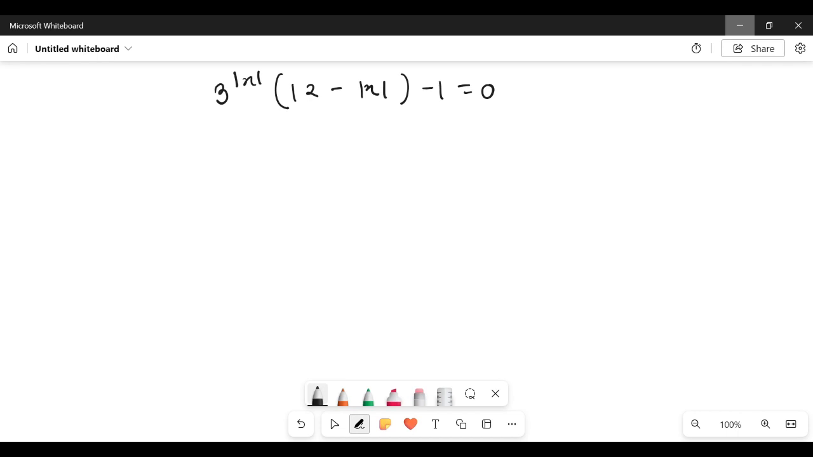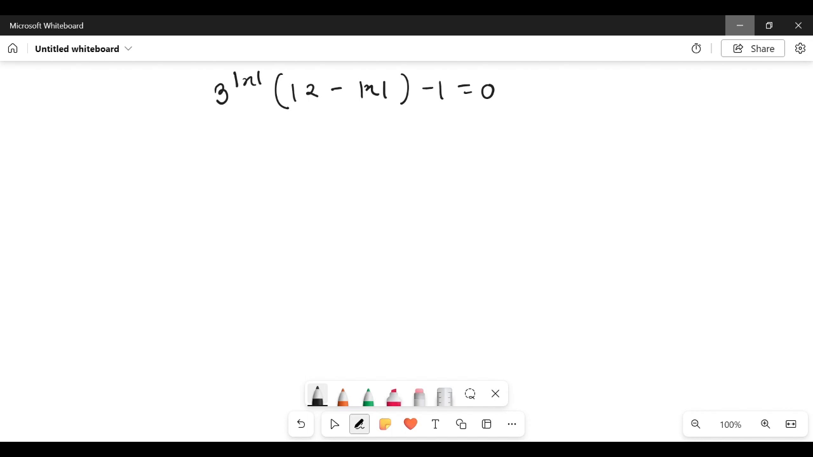So basically in this question we have to find how many real roots of this equation exist. You can pause the video and give it a shot, and then come back later and see the whole solution. I hope you have given it a serious try, and let's see how we are going to solve it.